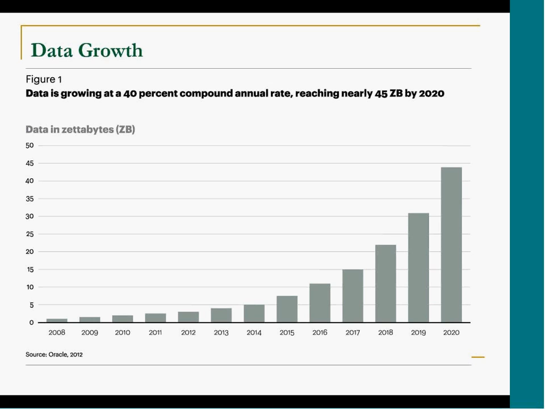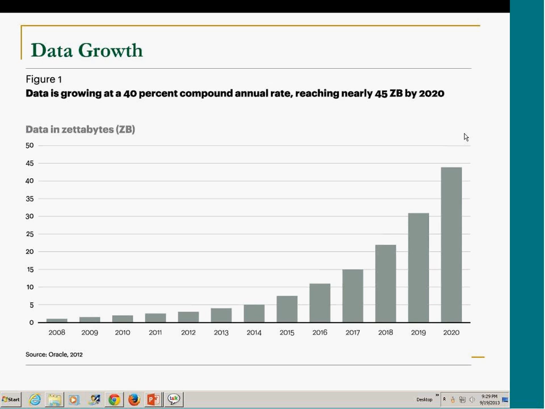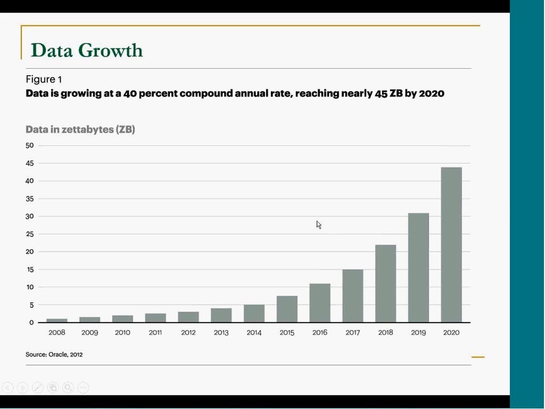Now look at the data growth as of today. You see, the data we are processing is about 40% more every year than the last year. So by 2020 we will have around 45 zettabytes of data. This is just an estimation. It might be more if you look at the level of growth. So this is a challenge.